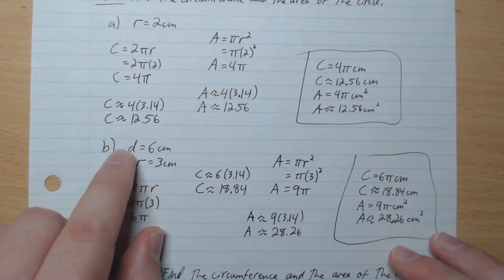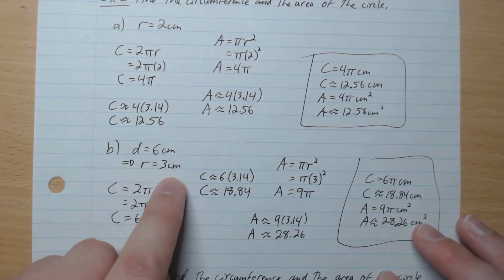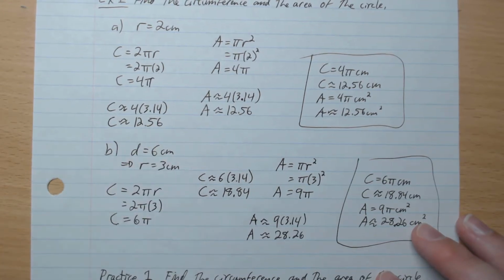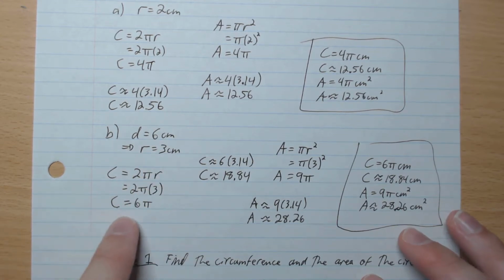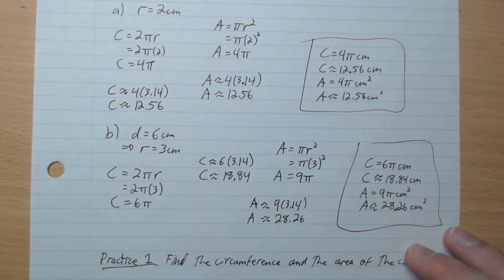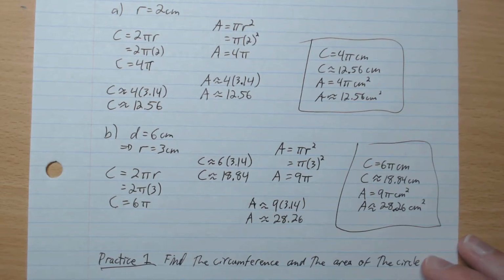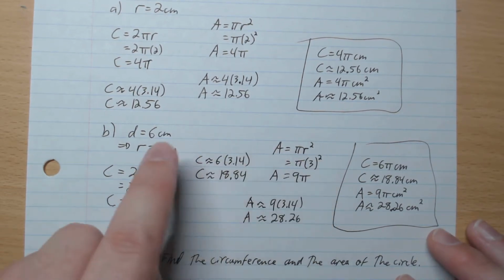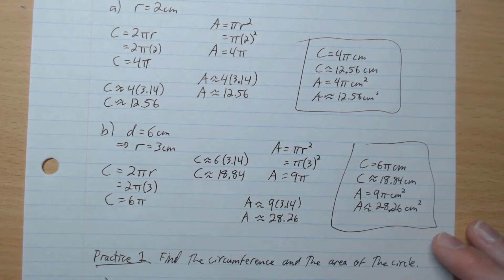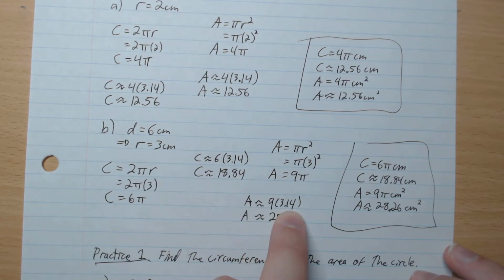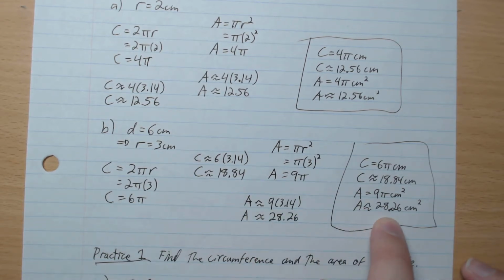B. Diameter is 6 centimeters. This means the radius is 3, right? 2 radii give diameter. Circumference, 2 pi r, 2 pi 3, 6 pi. So circumference is 6 pi centimeters. Approximately, times 3.14, so circumference is approximately 18.84. Area, pi r squared, plug in 3, 9 pi. So area exactly is 9 pi centimeters squared. Approximately 9 times 3.14, so area is approximately 28.26 centimeters squared.